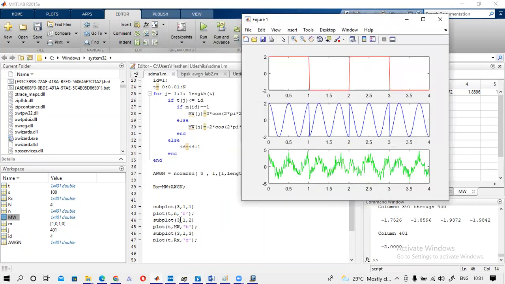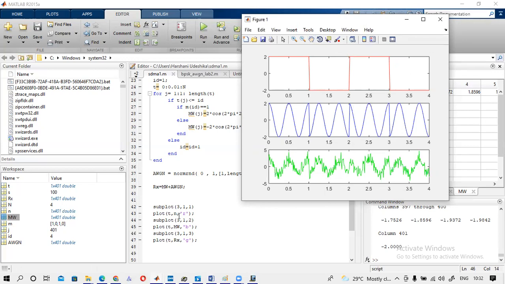Okay, so here you can see the subplot. We are plotting different plots in the same page. We are going to break this page into 3 rows and 1 column. Likewise, you can break this page into the required rows and required columns.